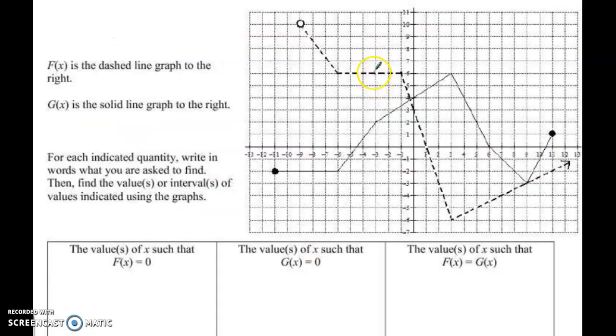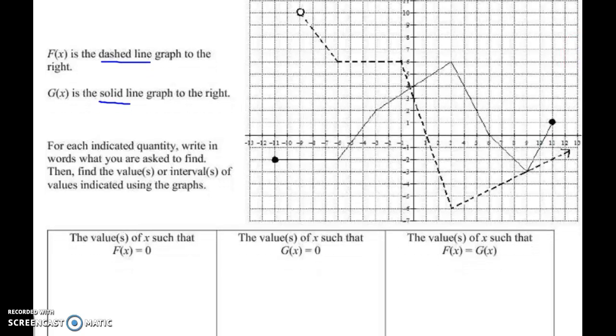So here's a very familiar function. You've seen this before. Again, f is represented as the dashed. G is a solid. I'm notorious for making mistakes, like mixing those two things up. So if you catch a mistake, just let me know.